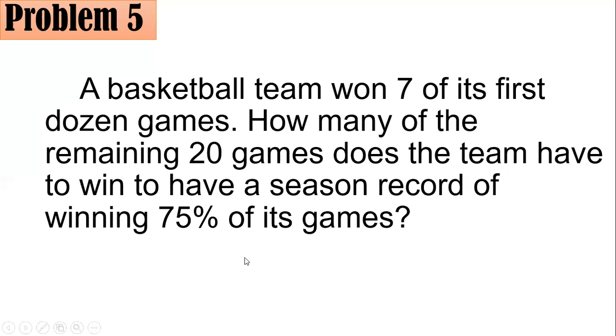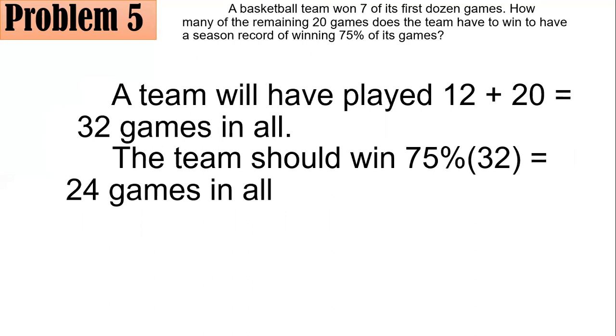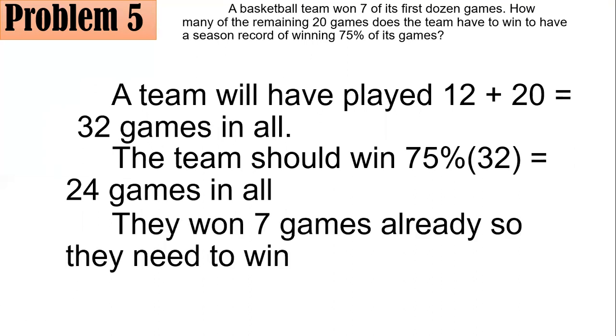Thank you. So I'll just elucidate or just repeat what he said. The total number of games will be 12 because a dozen. That's 12 plus 20, that's 32 games in all. And we know that 75% of all the 32 games is 24. And since he already won 7 of them, he needs to win 24 minus 7, which is 17. Okay, thank you so much, Mr. Yap. So far, so good.